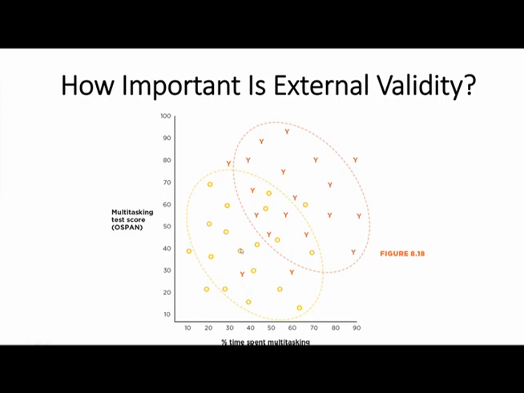But in this case, we're seeing that even though our older adults are scoring lower on both axes, so they score lower on the multitasking score and they score lower on the time spent multitasking, we're still seeing the same relationship. So we're still seeing that negative correlation, and the slope looks fairly similar. The spread of the data is fairly similar.